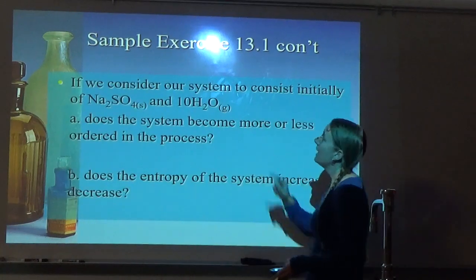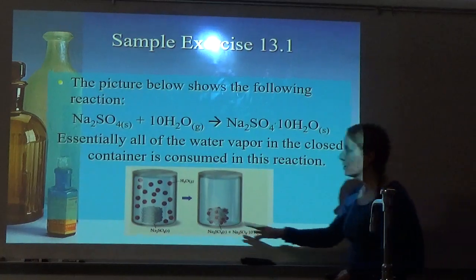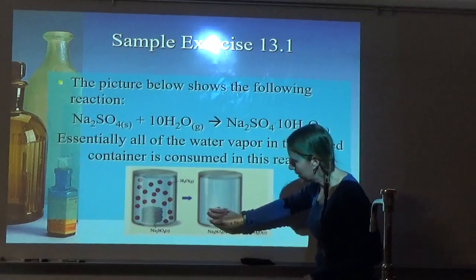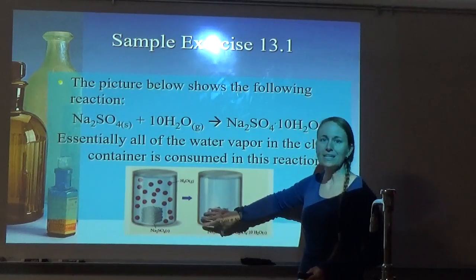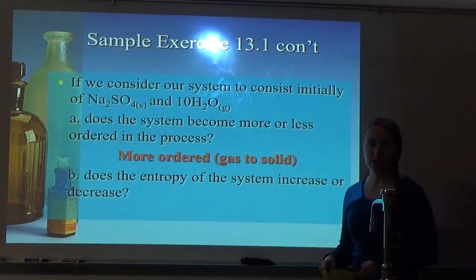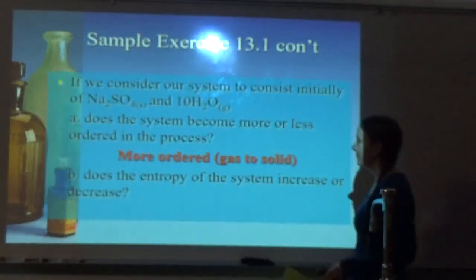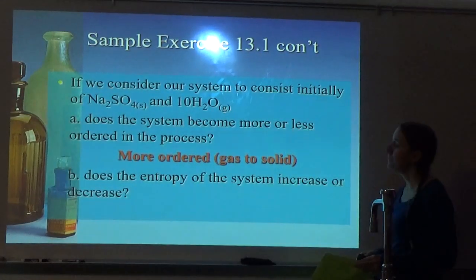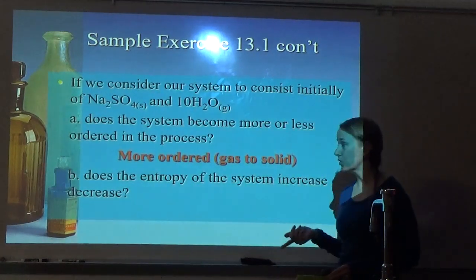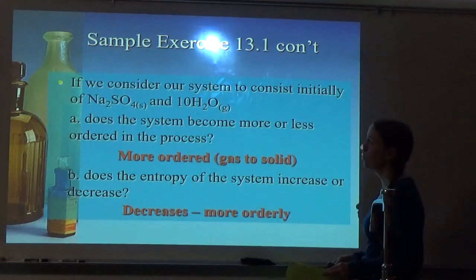water vapor, A, does the system become more or less ordered in the process? See how right here we've got the water vapor all over the place. Here, everything is nice and tight and all packed together. So this is more orderly. It becomes more orderly because we're going from a gas, which is all over the place, to an orderly solid. Then it says, does the entropy of the system increase or decrease? Well, entropy is the amount of randomness or disorder. So if we're getting more ordered, then our entropy decreases.